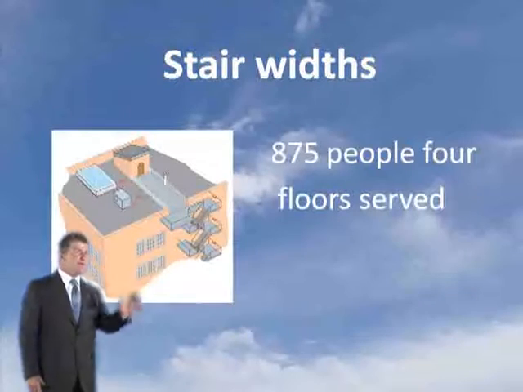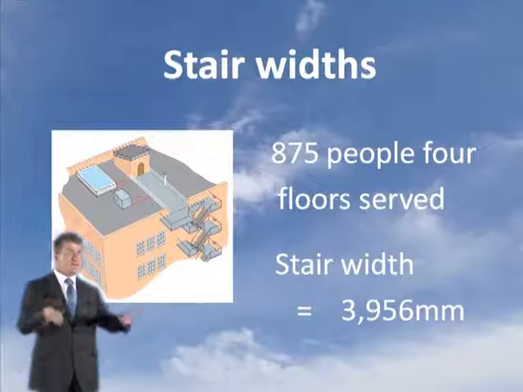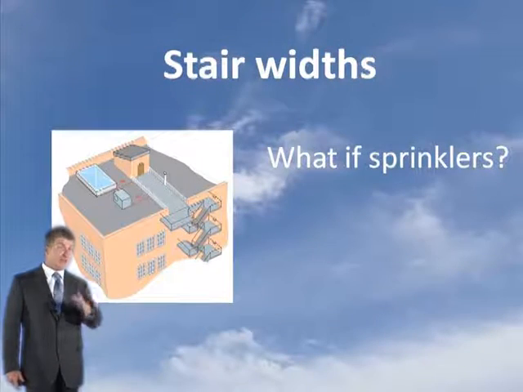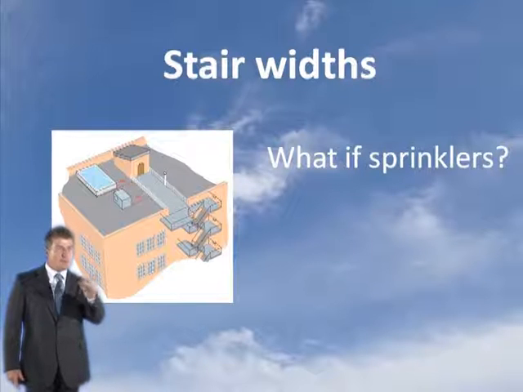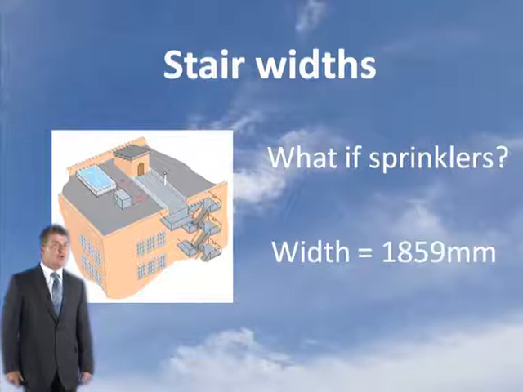This is an example. I mean, this is just an example picked out. 875 people, 4 floors served. Very busy shop. Your stair widths are nearly 4 metres. Just standard 4 metres. That's without taking into account lobby approach. Just an example, it'd be 4 metres. Have a guess what BS 9999 would say that staircase width would be with sprinklers. Now ADB, if it was 4 metres, even with sprinklers it's still 4 metres. Have a guess what it would be just by putting sprinklers in. Well, I'll tell you now, it would change to 1859. That is the impact of putting sprinklers in a shop on the stair width of that particular stair.